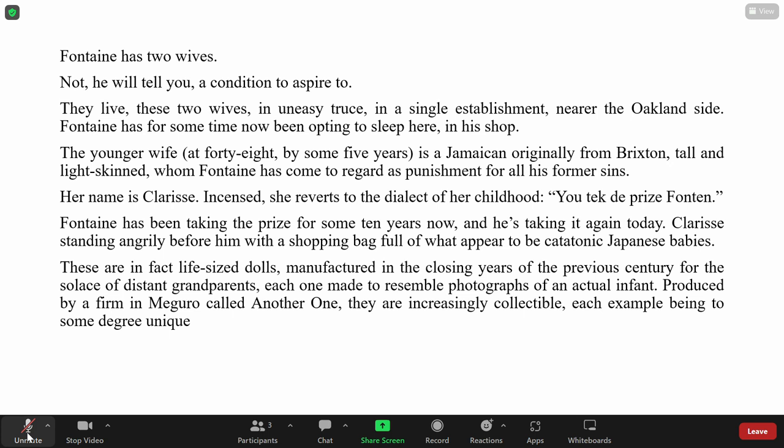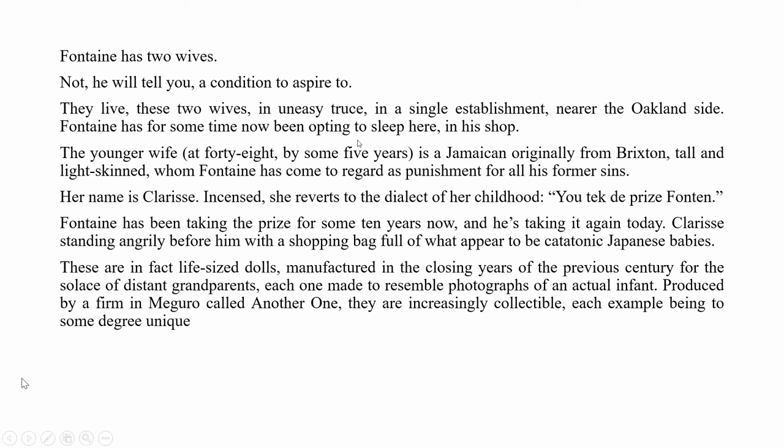What words are used, for instance, "Fontaine has for some time now been opting to sleep here in his shop, then has come to regard," and so on. "Fontaine has been taking this prize for some days now, and he's taking it again today." What do you think? Does it mean all these small things? They're called, I don't know if you had it or not in your theoretical grammar, deictic words. Yeah. And these deictic words are pointing at the present, at some point that the narrator and this character share, so they share the same time and place. Yeah, all right. Then he is intradiegetic. It is intradiegetic, yes, because they share the same time and place.